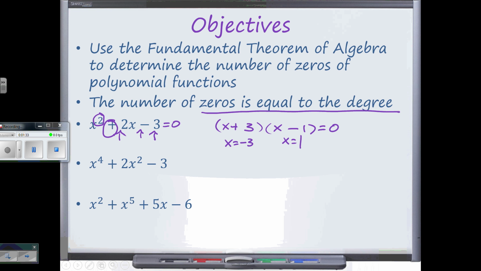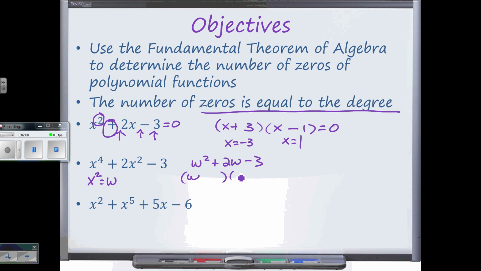All right, for this next one to factor, notice we have a fourth and a 2. The fourth means there should be 4 zeros. The fact that it's only 4 and 2 means I can set it as a quadratic. So what I'm going to do is let x squared equal w. So I can rewrite this now as w squared plus 2w minus 3. Now that's a quadratic I'm used to.